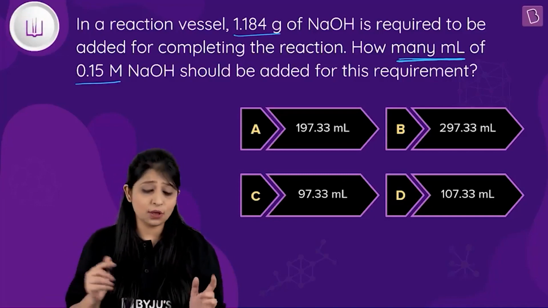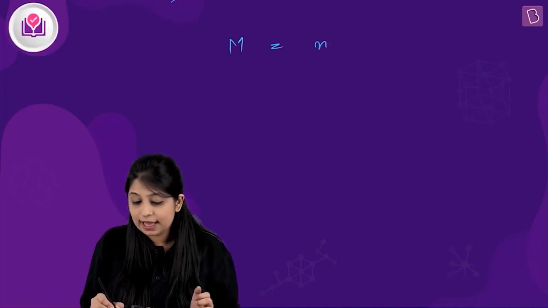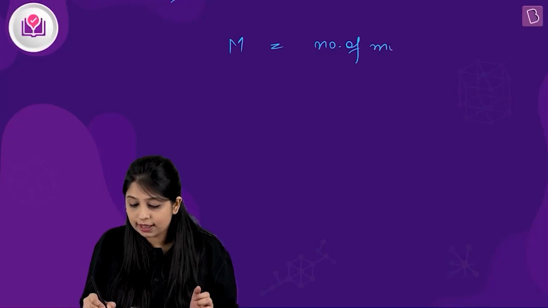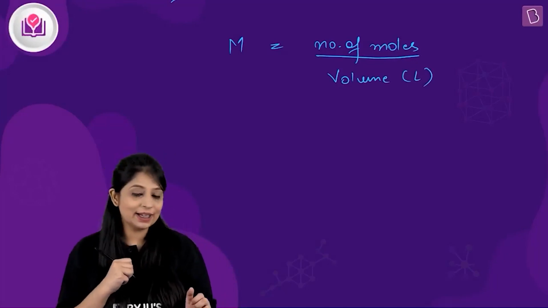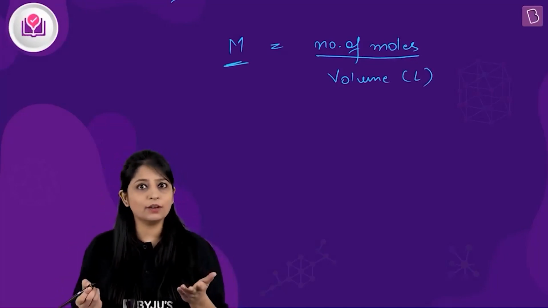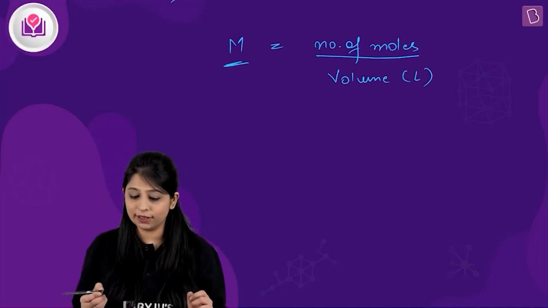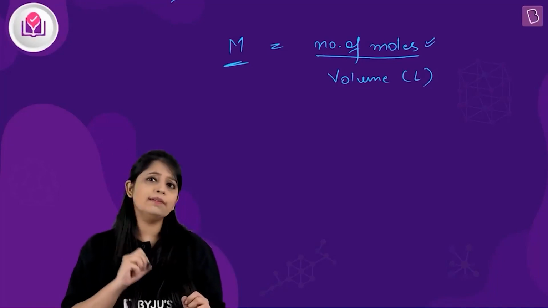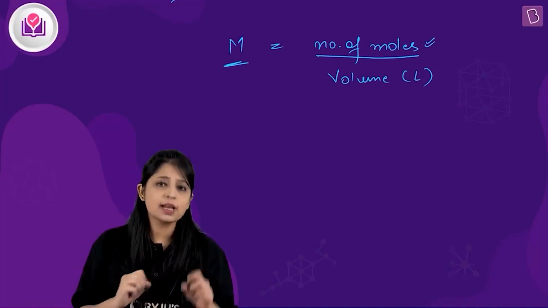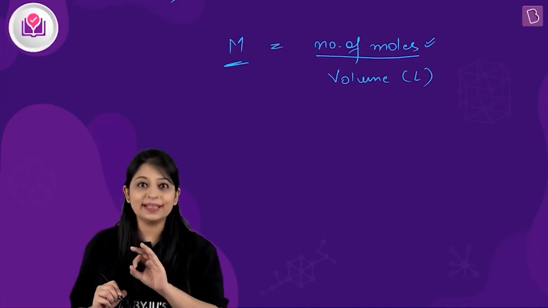Very, very easy question. You just have to know the formula of molarity, which is number of moles per unit volume, and the volume has to be in liters, right? We have been given the molarity of the NaOH solution, which is 0.15. Number of moles, well, we are not given number of moles. However, we are given the weight, right?